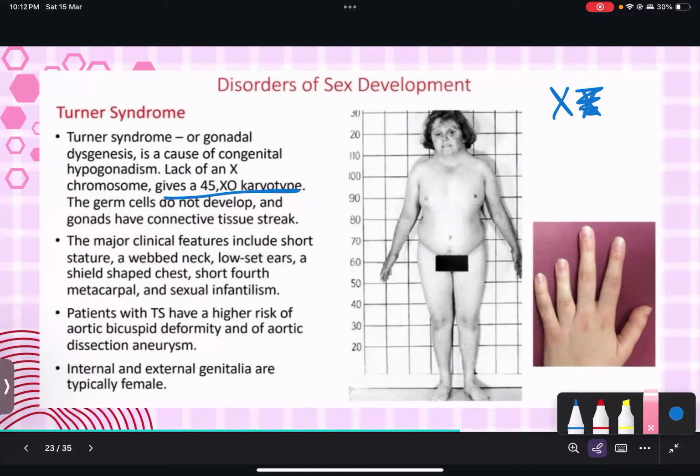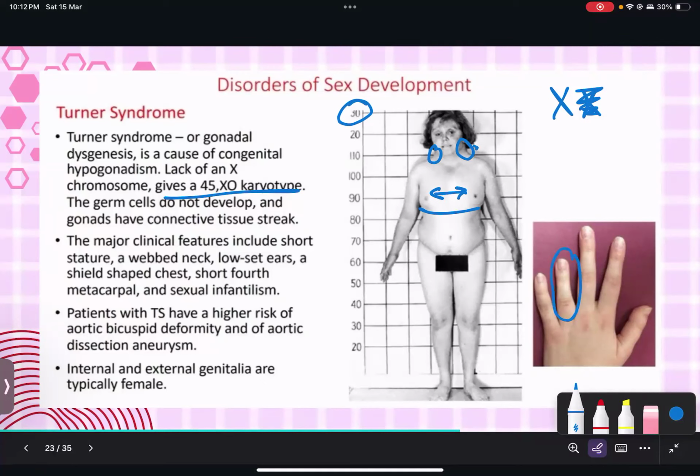The major clinical features of this syndrome is usually short stature. As you can see here, hold on. Okay, so short stature, webbed neck. I don't know how to describe it honestly, but it's like a wide webbed neck. Okay, low set ears, a shield shaped chest, which is usually just like a flat chest, as you can see here, and short fourth metacarpal, which is this finger.